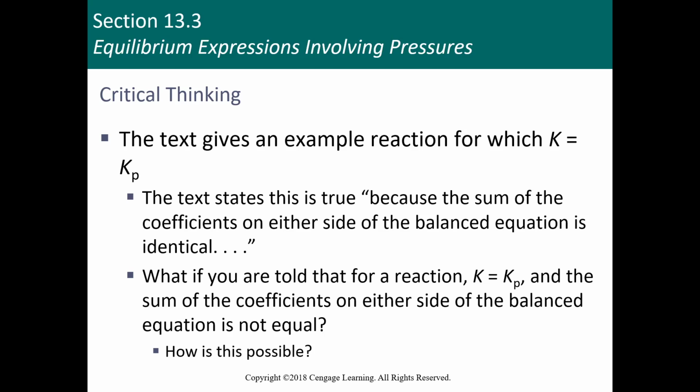Okay? So the text gives an example for which K equals Kp. The text states that this is true because the sum of the coefficients on either side of your balanced equation is identical. What if you're told for the reaction K equals Kp and the sum of coefficients on either side of the balanced equation is not equal? How could that possibly be?